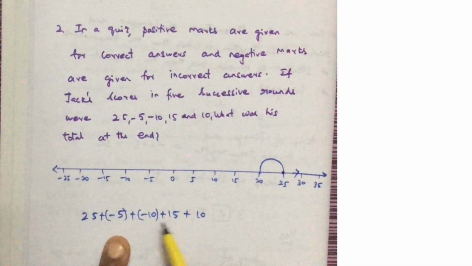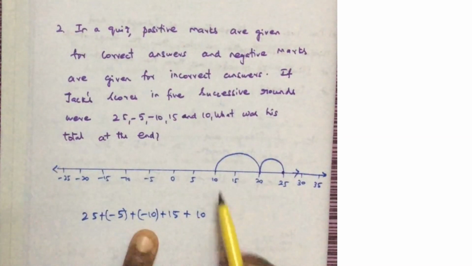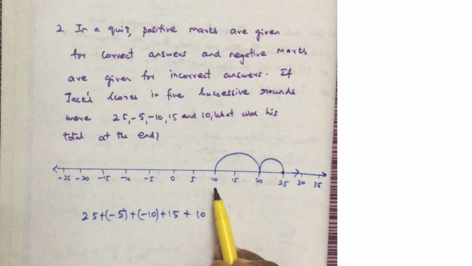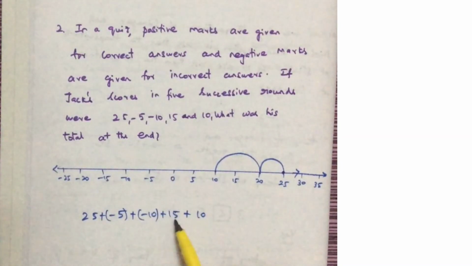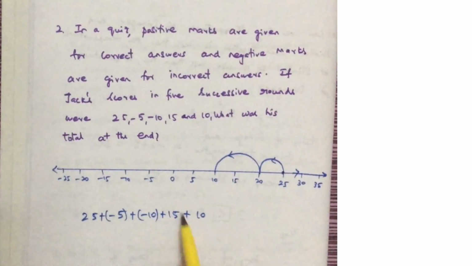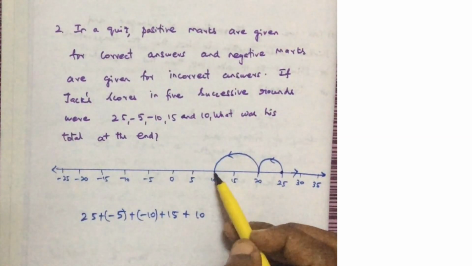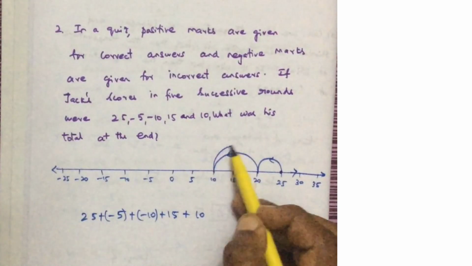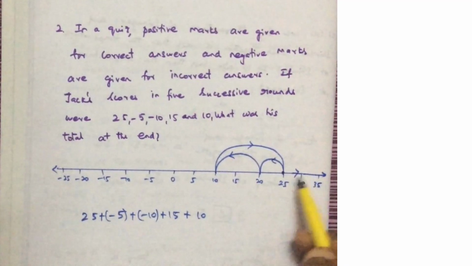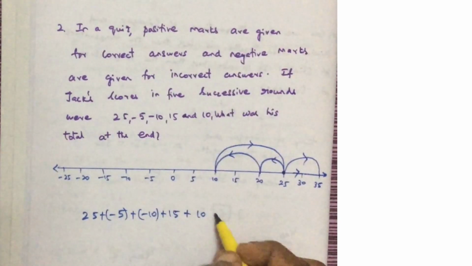Then again -10. So 20 is positive. From here again -10. Now I am here at 10. Again to that I am adding +15. +15 means now we are adding a positive integer. Before, when adding a negative integer, we moved left. Now you are adding a positive integer 15, so from here you have to move right: 5, 10, 15. Now I am at 25. 25 plus 10 is 35. So the answer for this is 35.